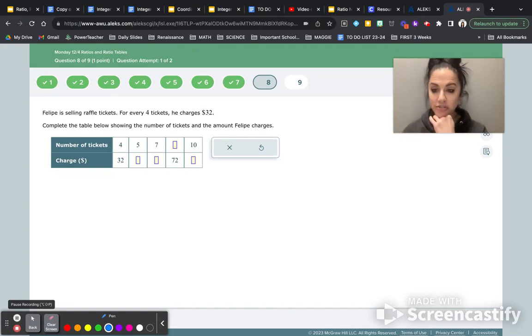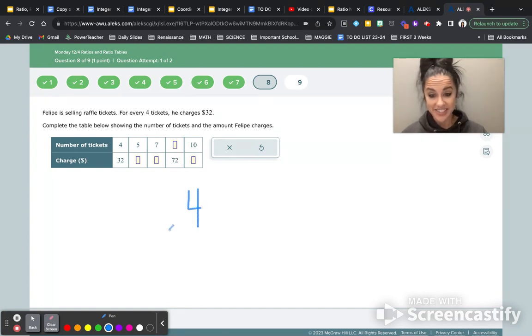So to finish off here, we have one more problem. It's Felipe, and Felipe is selling raffle tickets. For every 4 tickets, he charges $32. So to tag on to what I was just talking to you about with unit rates, I'm going to jump in right there, just so it's fresh in your mind, okay? So we're going to start off with this specific scenario, this ratio right here, and we're going to say, okay, for 4 tickets, it's $32.